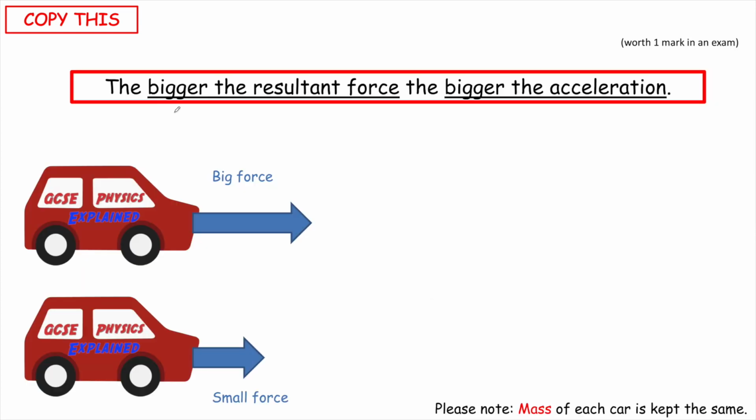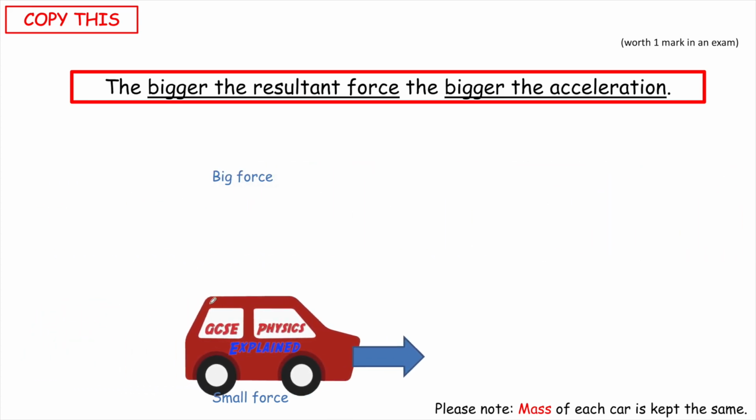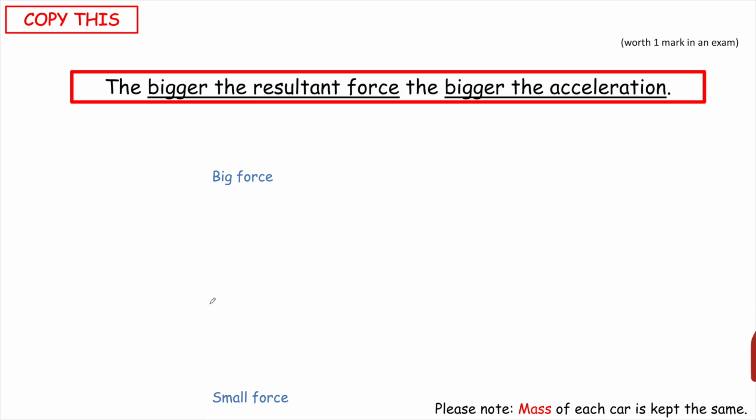Let's have a look. So we've said the bigger the resultant force, the bigger the acceleration. I've got 2 cars, they've both got the same mass, but one of them's got a big force on, one of them's got a small force. The examiner might ask you which one's going to accelerate more. Well, the object with the biggest force on will have the biggest acceleration. And again, that's because the masses are the same.